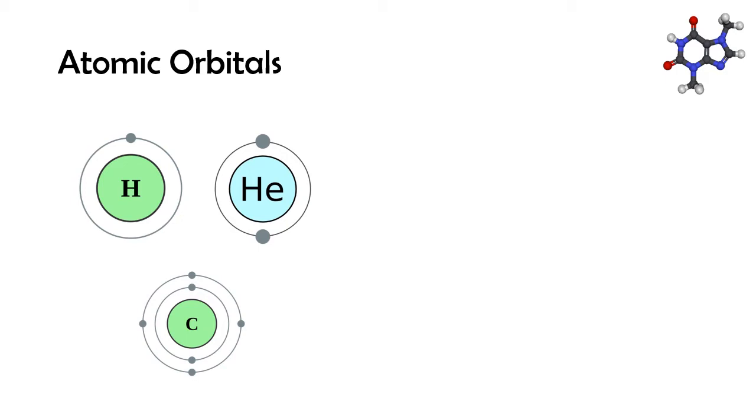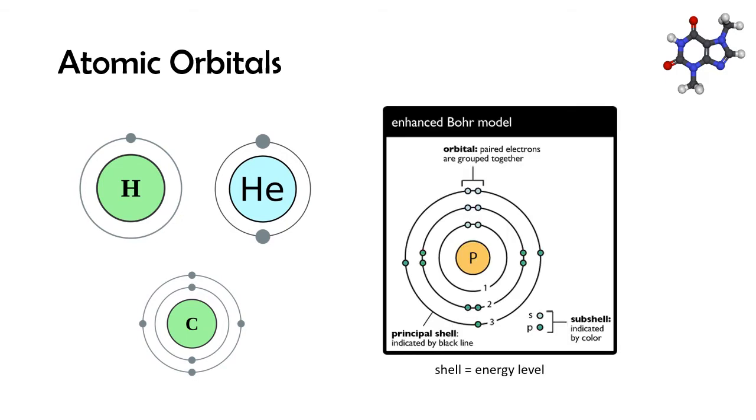The more electrons an atom has, as in the case of carbon, the more orbitals are needed to house these electrons. Electrons occupy orbitals, and orbitals combine to form subshells. Subshells are found at each energy level.